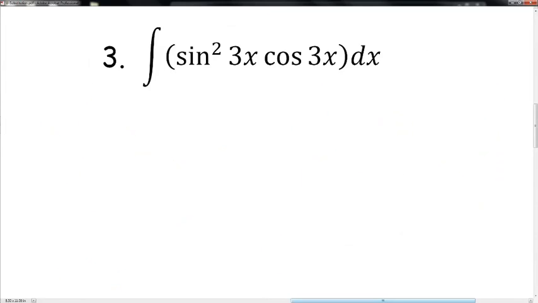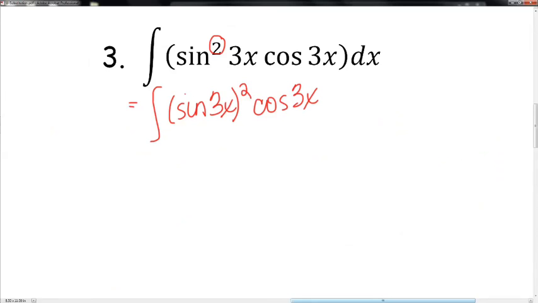Alright, number 3, find the antiderivative of sine squared of 3x and cosine of 3x. So let me rewrite this in a way that you'll understand. So most of you are not quite familiar with that. That kind of still screws you guys up. So let's go ahead and rewrite it. So if I rewrote this as sine of 3x quantity squared, it makes it a little bit easier to see what your inside function is, because you'll notice that this is inside of parentheses, and that's going to be our u.